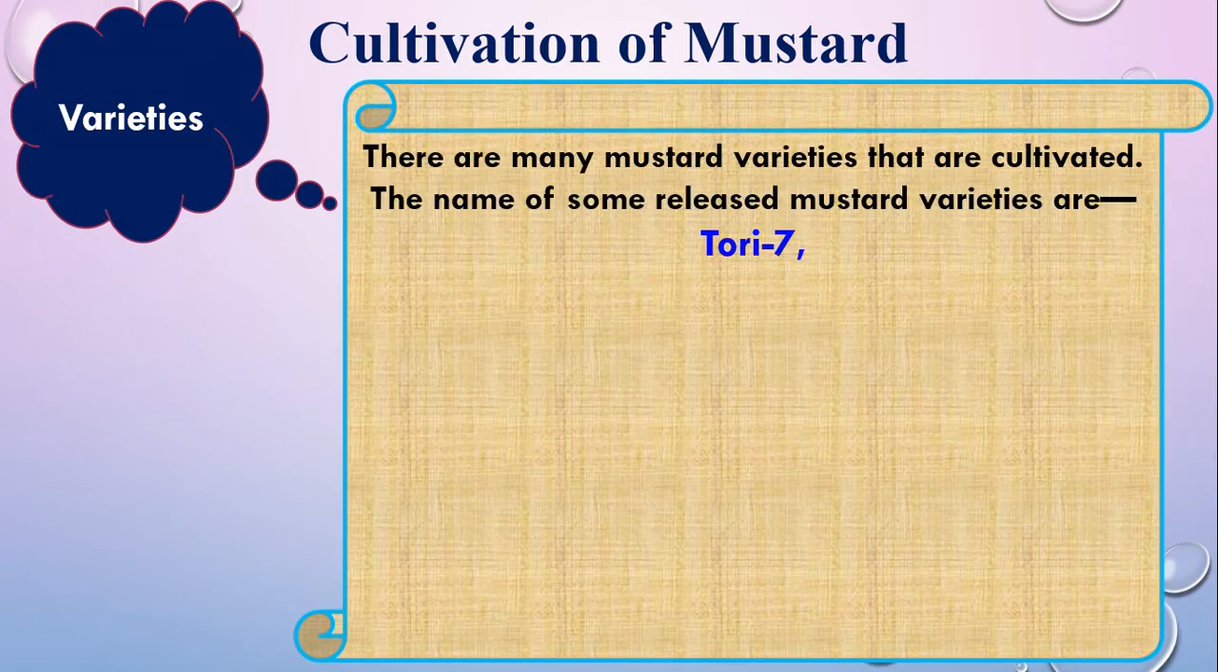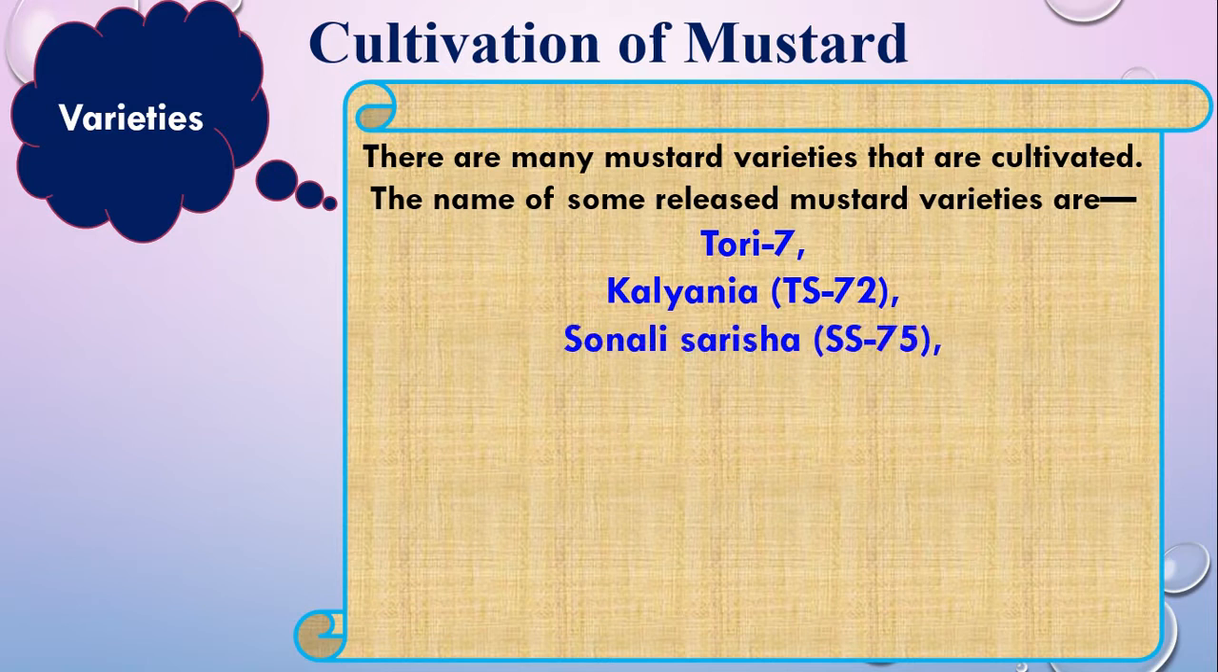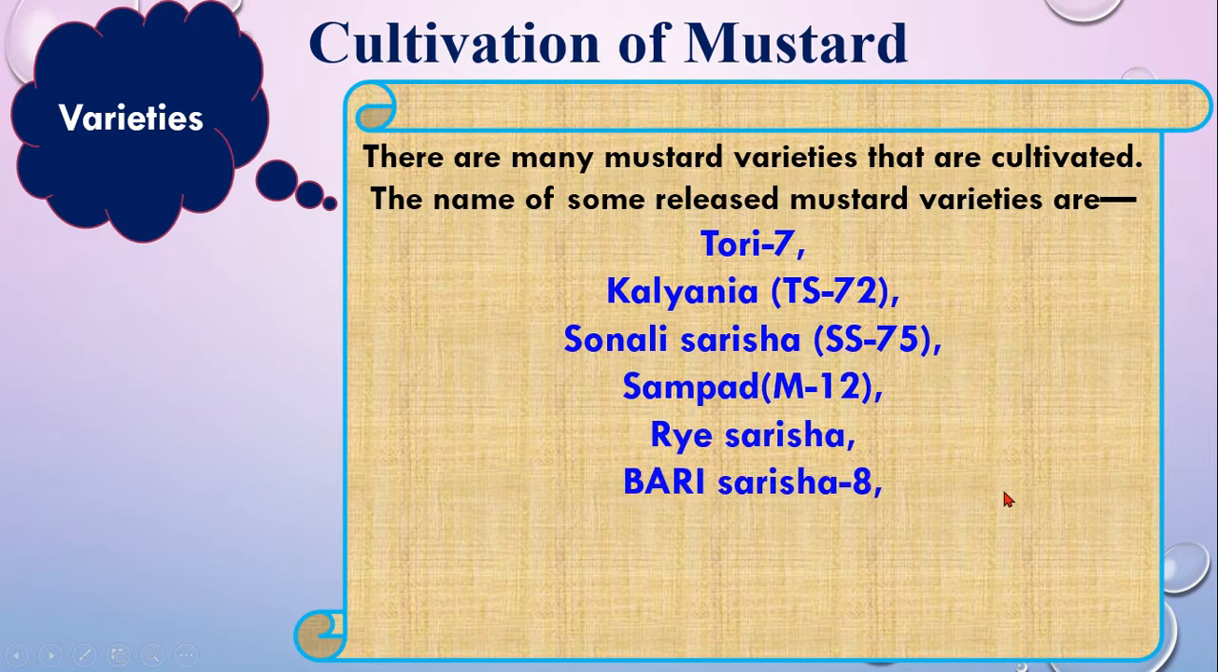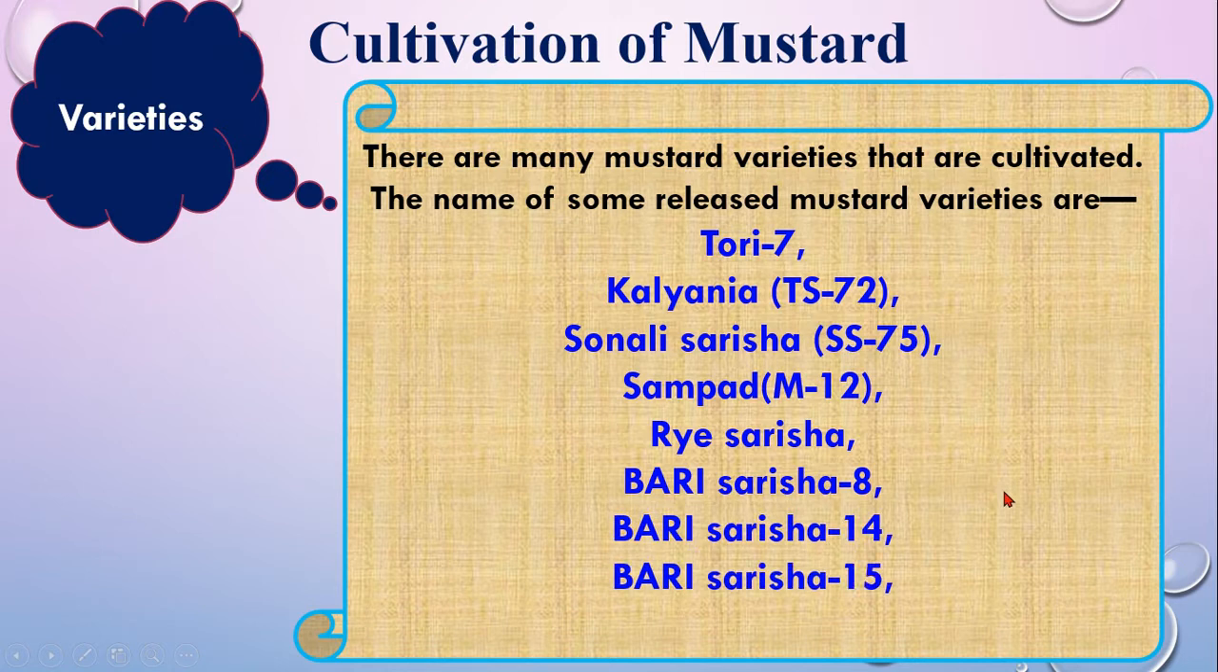Varieties. There are some varieties which you can see. First one is Tory 7, Kolani TS 72. This is the local name, and this is the name given by the developer. Sonali Shorisha SS75, then Sampod M12, Rai Shorisha, Bari Shorisha 8, Bari Shorisha 14, Bari Shorisha 15, and Bari Shorisha 16. These all are important for your MCQ and CQ as well.